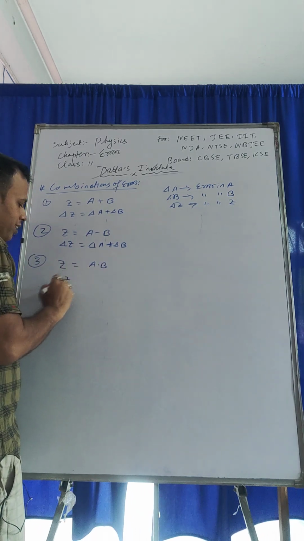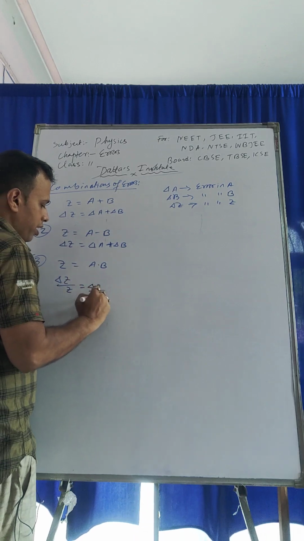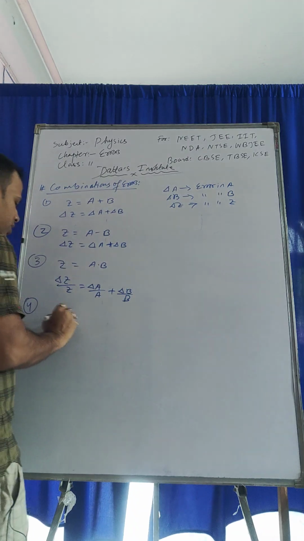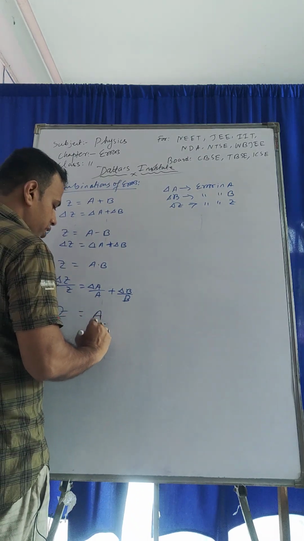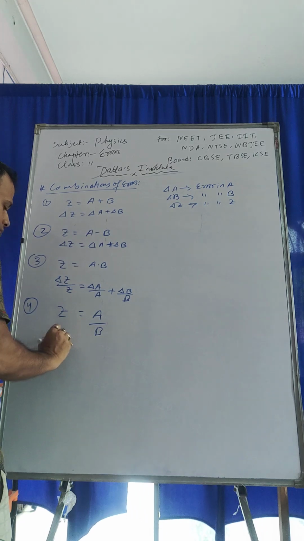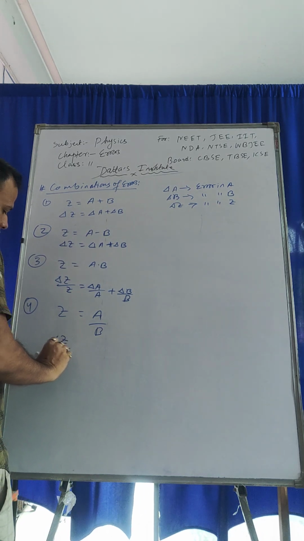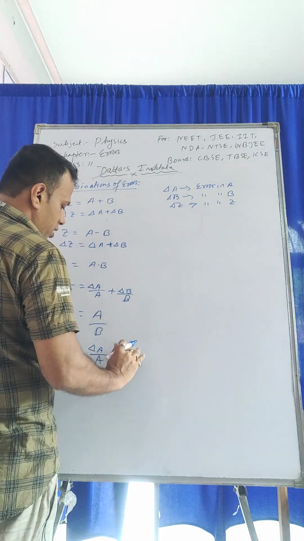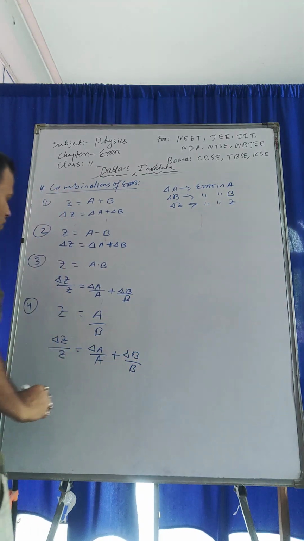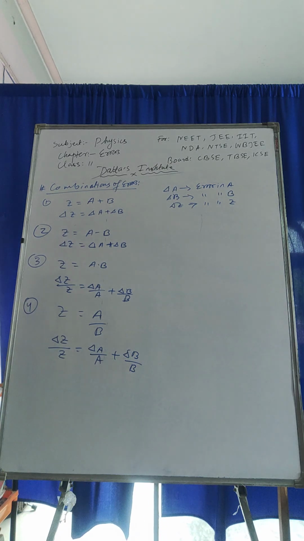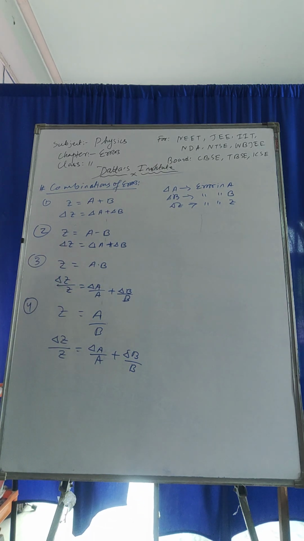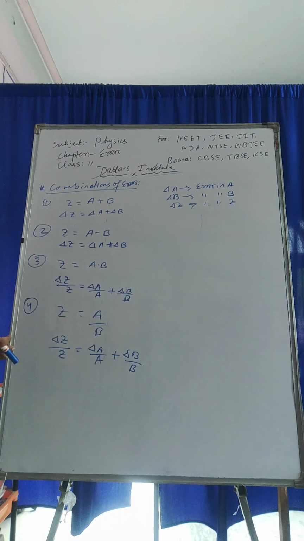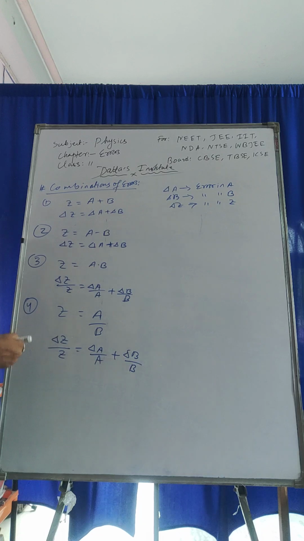Number 3, z is equal to a into b. In that form, delta z by z is equal to delta a by a plus delta b by b will be the formula. And number 4, if it is in the form of divide, that is a by b, then what will be the formula? It will be the same: delta z by z is equal to delta a by a plus delta b by b. So formula number 3 and formula number 4 are equal. If they are in the form of multiplication or division, in both cases the formula will be the same. You have to remember this one.